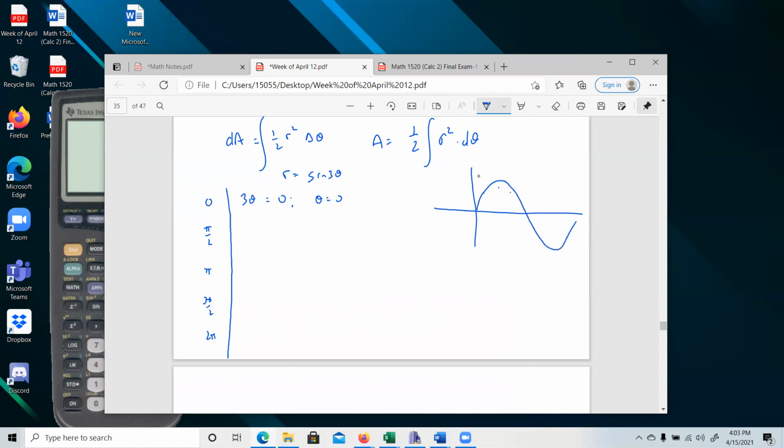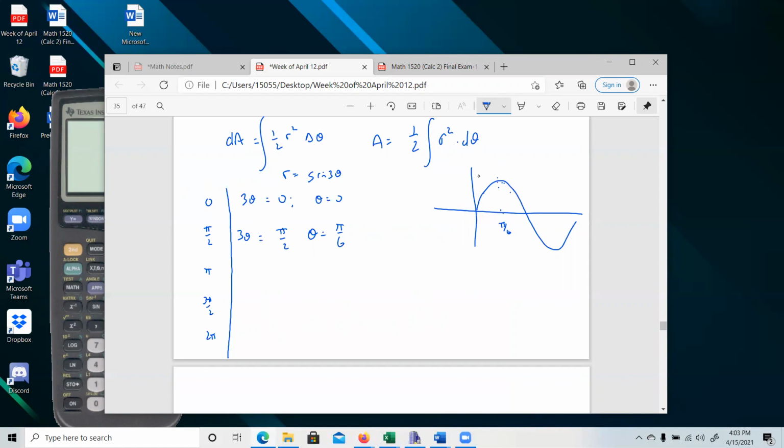Pi over 2. Well, what does this argument have to be for the sine to be 1? So we're going to set this equal to pi over 2. Divide both sides by 3, and we get theta is equal to pi over 6. If I plug in pi over 6 here, we get sine of pi over 2, and we know that sine of pi over 2 is going to be 1.